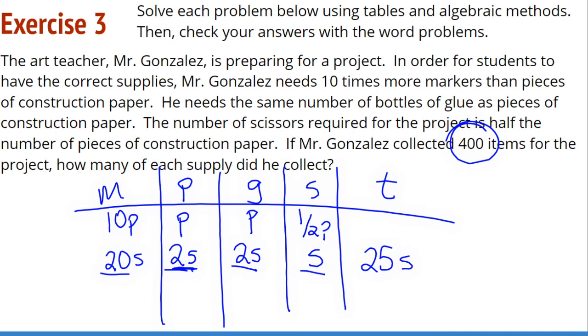And I'm trying to get to 400. So let's see here. Well, I know, and this is where some number sense comes in, I know that if I take 25 and multiply it times 4, that I'm going to get 100.